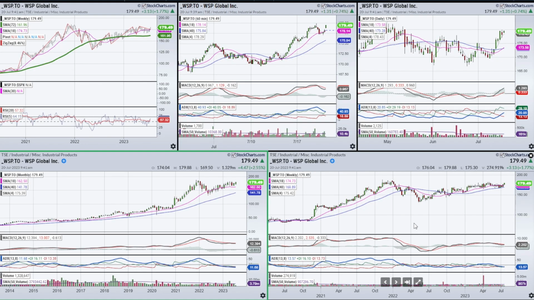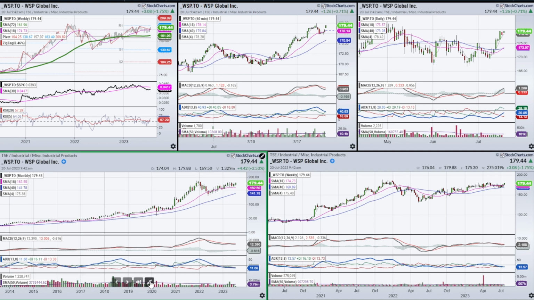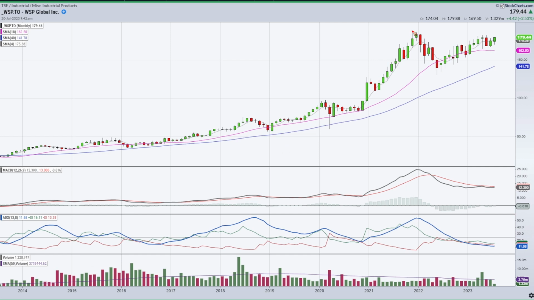Okay, let's go and look at something different. So here's WSP Global on the Toronto Exchange. So the question has to do with the fact that this has made a correction back to the 18-month, and it's made this kind of lazy move back up to the highs. We're not really getting a significant amount of improvement in the momentum here.